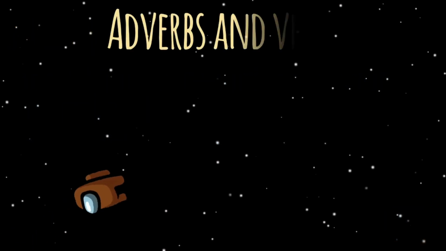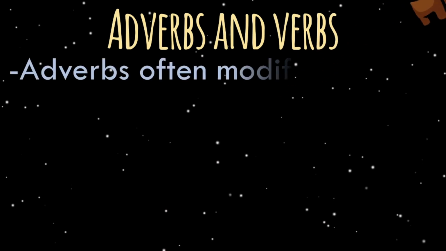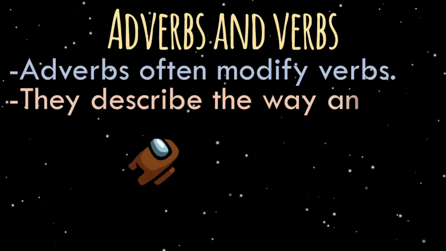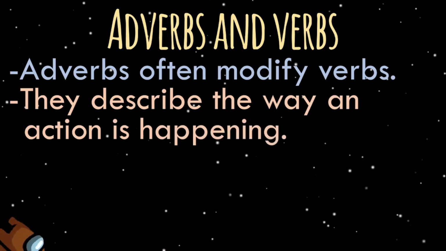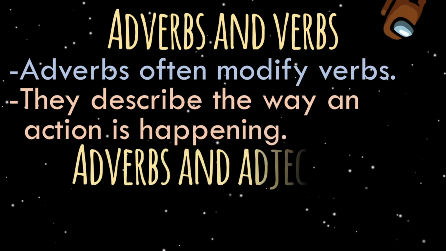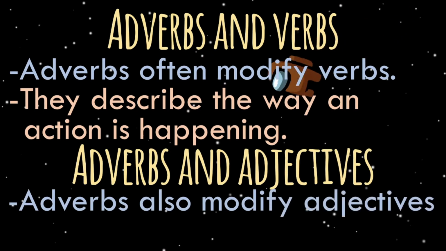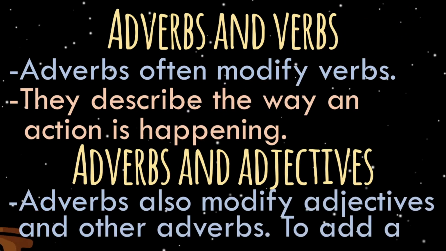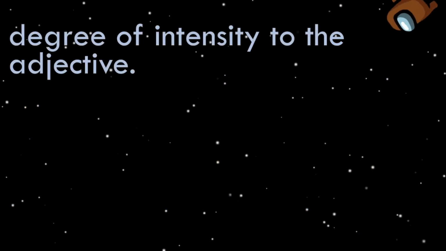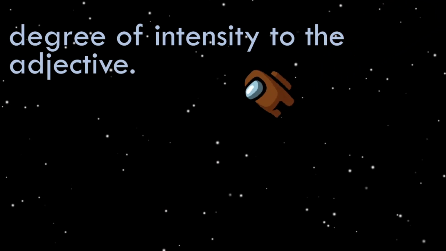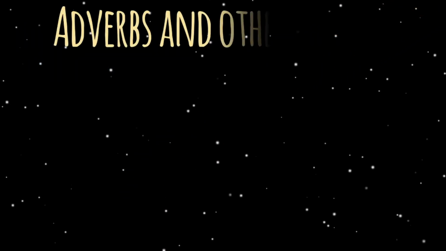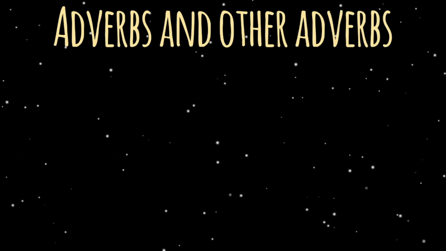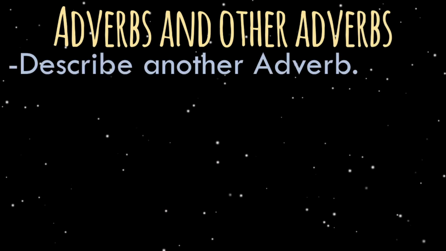Adverbs and verbs. Adverbs often modify verbs. This means that they describe the way an action is happening. Adverbs and adjectives. Adverbs can also modify adjectives and other adverbs. Often, the purpose of the adverb is to add a degree of intensity to the adjective. Adverbs and other adverbs. You can use an adverb to describe another adverb. In fact, if you wanted to, you could use several.